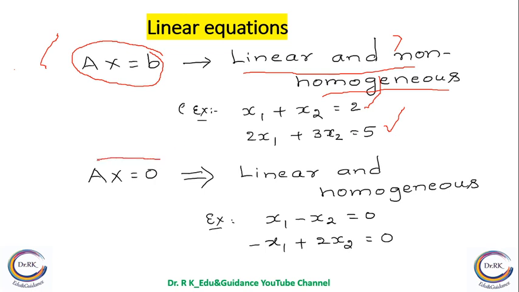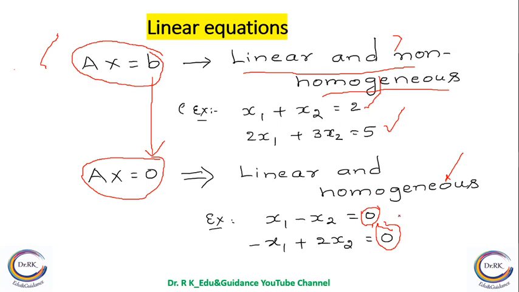Suppose this is Ax equal to 0. That means this B is there, no? B becomes 0. Then they become a linear and homogeneous system of equations. Like x1 minus x2 equal to 0, minus x1 plus 2x2 equal to 0. That means you won't have these constants, so they are zeros. That means Ax equal to 0 is homogeneous, Ax equal to B is non-homogeneous.